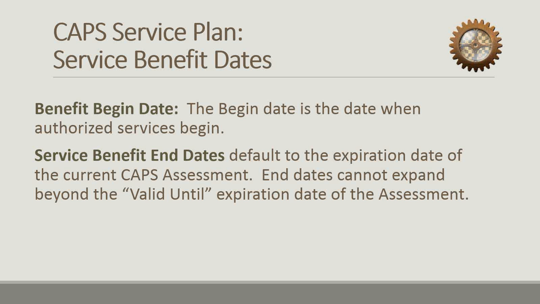So if we've already approved a benefit and nothing is going to be happening on the home front, then we're going to have to invalidate the benefit. So we actually don't start the benefit until services begin. At that point, we will place a begin date. Now, the end dates, as we've said several times, default to the expiration date of the current CAPS assessment. A CAPS assessment lasts an entire year, and we can't go beyond that year in our service benefit or planning. So we're limited to that one-year period of the CAPS assessment.